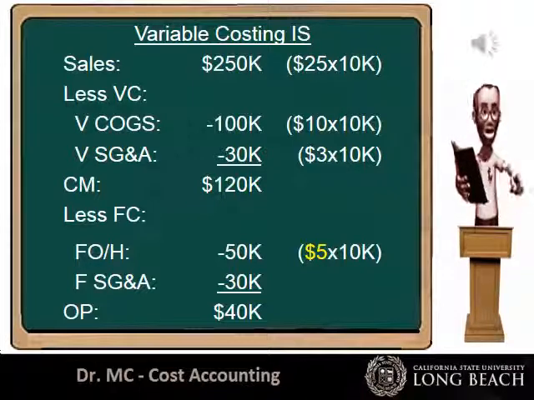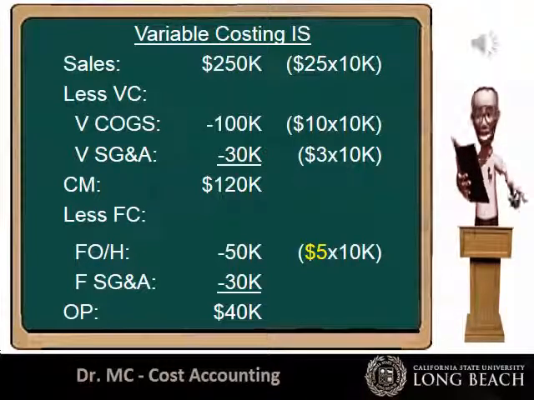You also subtract $30,000 of variable selling, general and administrative expenses. Once you subtract the variable costs, you get the contribution margin of $120,000. You then subtract the firm's fixed costs, which are made up of the fixed factory overhead of $50,000 and fixed selling, general and administrative expenses of $30,000.